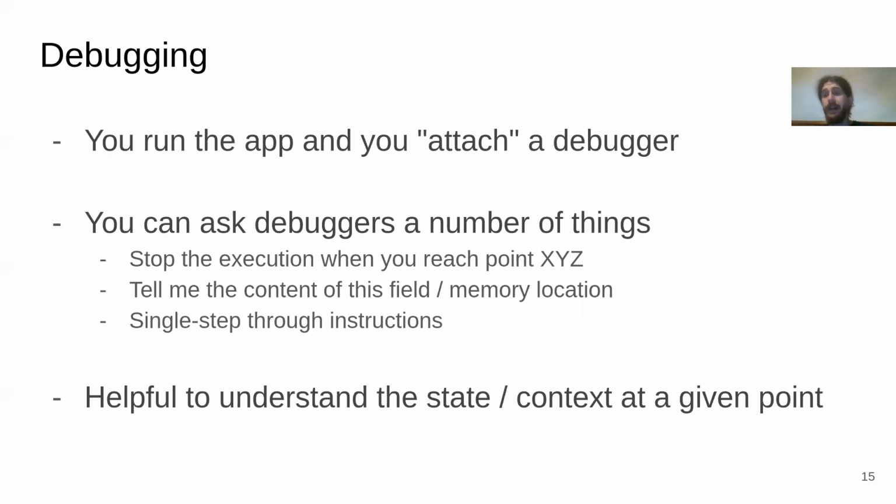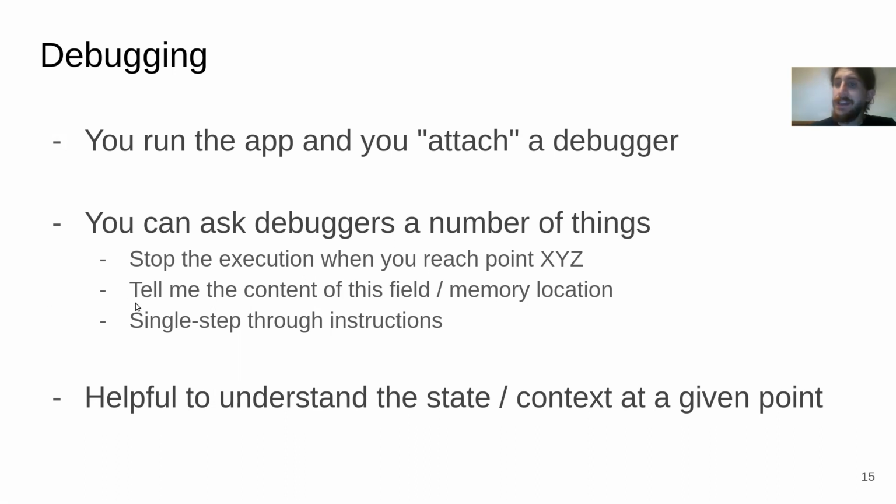So you have a program, and then you can attach a debugger, or you can take the app and run it within a debugger. And then the debugger is a way to say, okay, execute one instruction at a time, or please tell me the content of this register or of this piece of memory at this point, and so forth. And so it's a very, very powerful technique. You can say something like stop the execution when you reach point X, Y, Z, or again, tell me the content of this field or memory location.